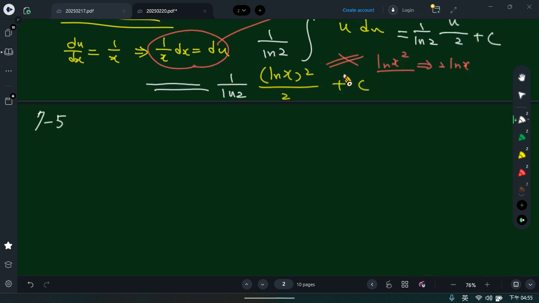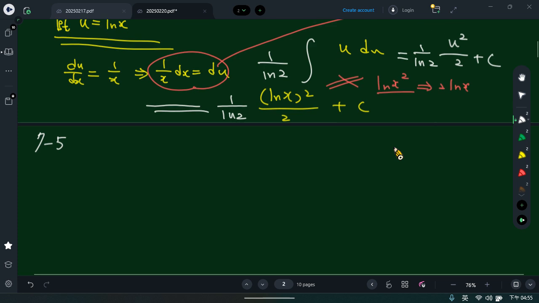Okay, so then we will move to section 5. So that means we will not include section 4 as our quiz, as our scope of quiz 1.